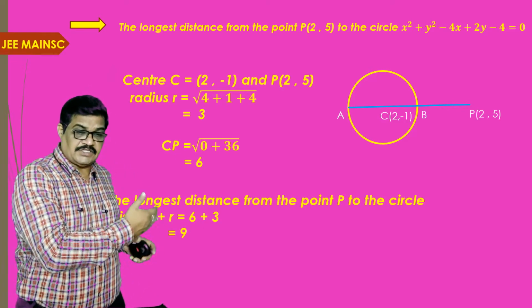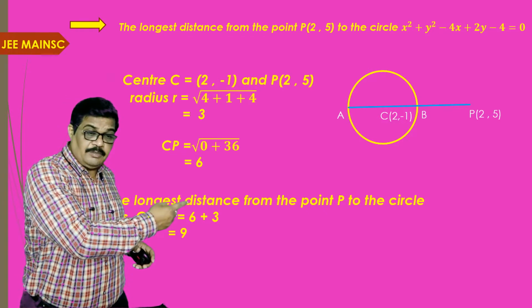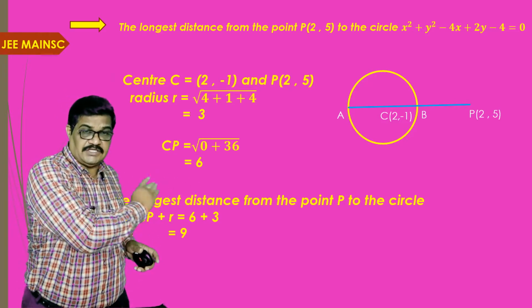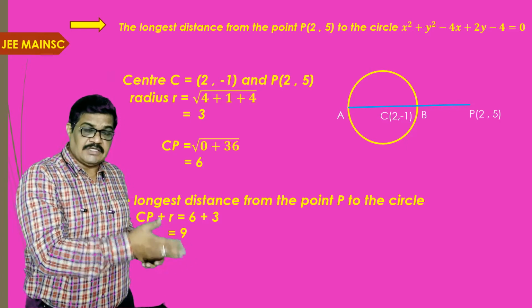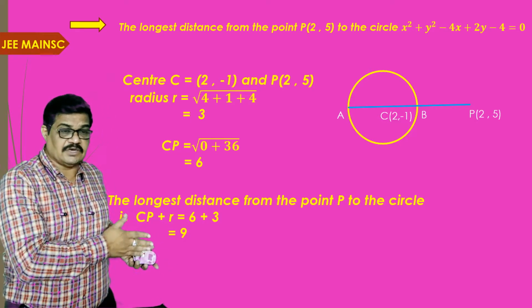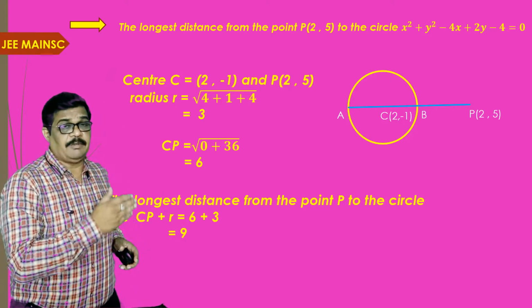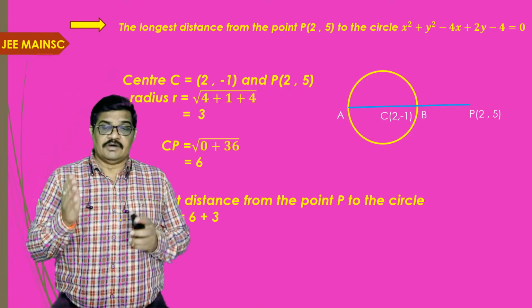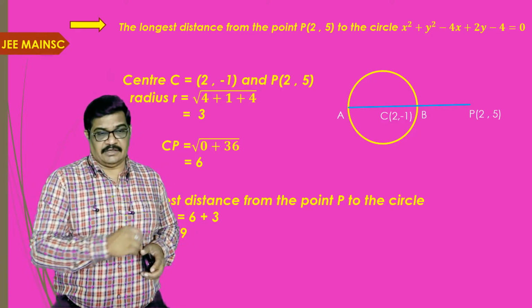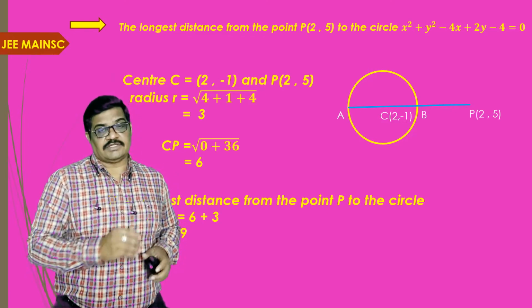Okay, the largest distance from the point P to the circle, observe the diagram, is CP plus R, the maximum distance. We are adding the radius CA to CP; that is the maximum distance, CP plus R. What is CP here? 6. And what is the radius? R is equal to 3. So CP plus R is the largest distance from the given point to the circle. So 6 plus 3 is 9. So 9 is the largest distance from the given point P to the circle.